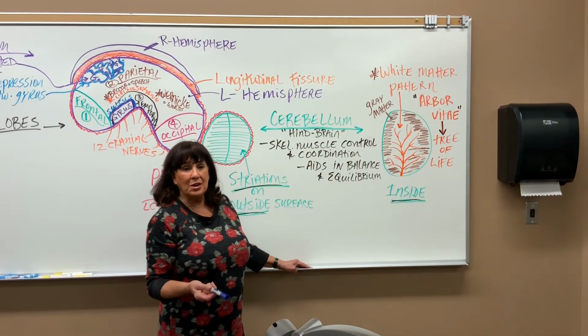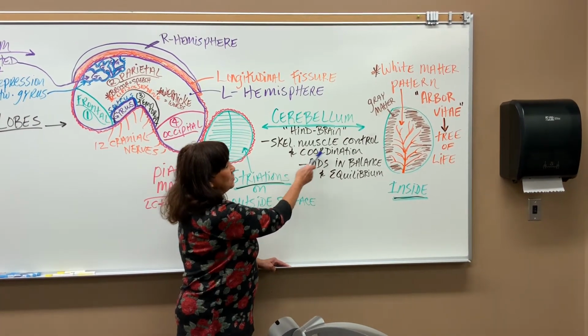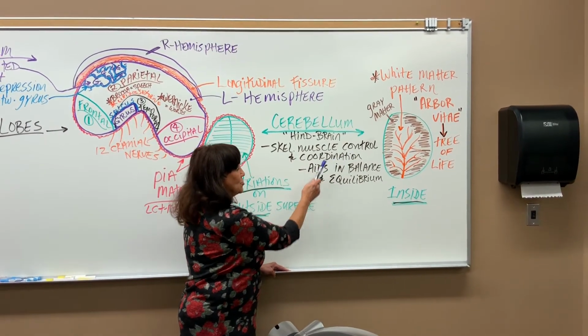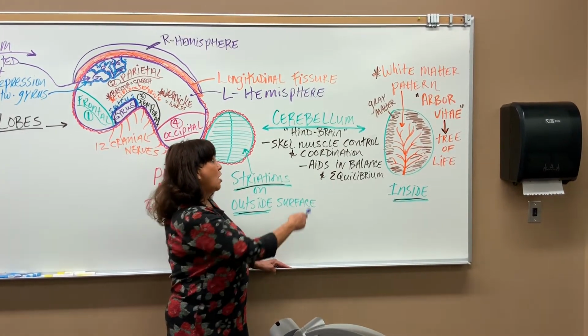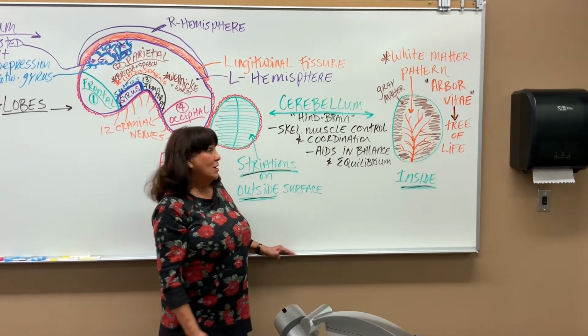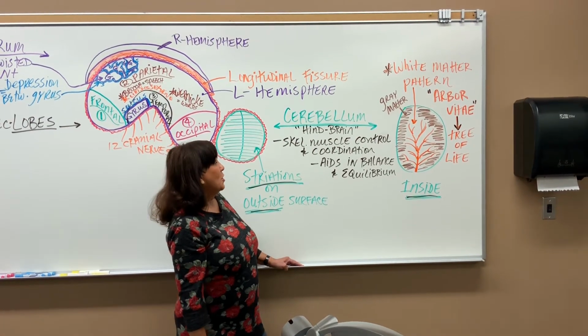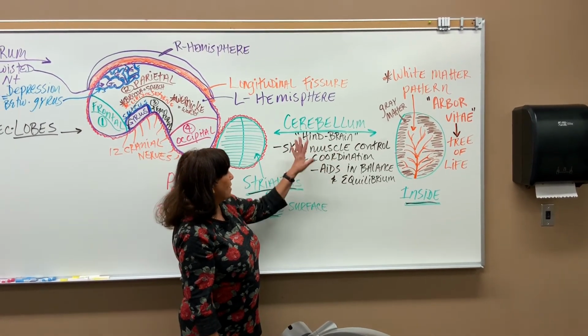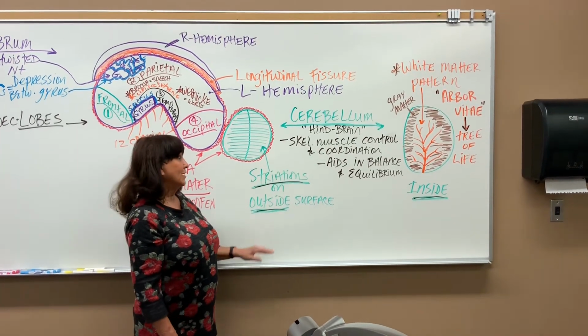And what does the cerebellum do? What's its main functions? Well, it does skeletal muscle control and coordination. That's the #1 job for the cerebellum. And then it also aids in your balance and equilibrium, okay? Along with the skeletal muscle control and coordination. So that's everything about the cerebellum that you need to know. And so that's all it does, right there.